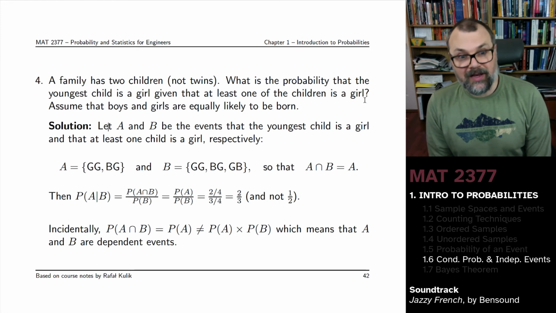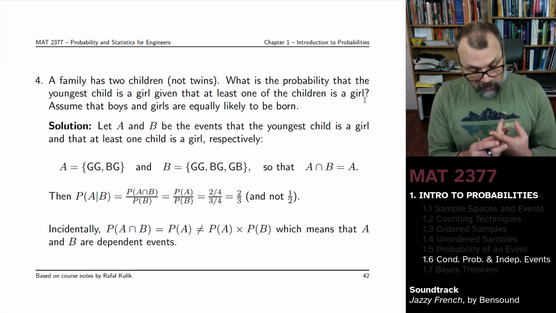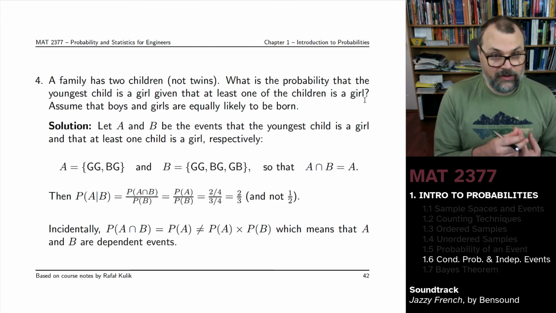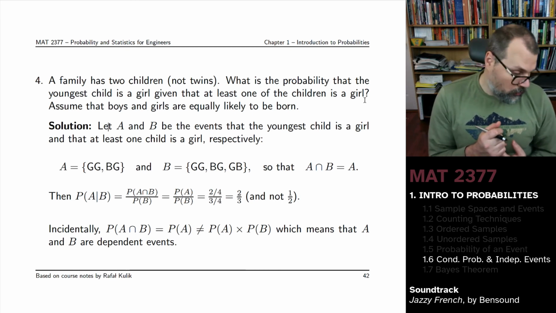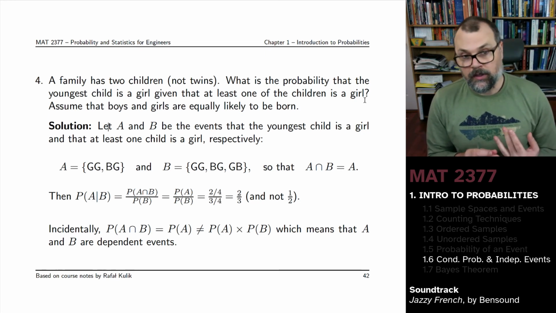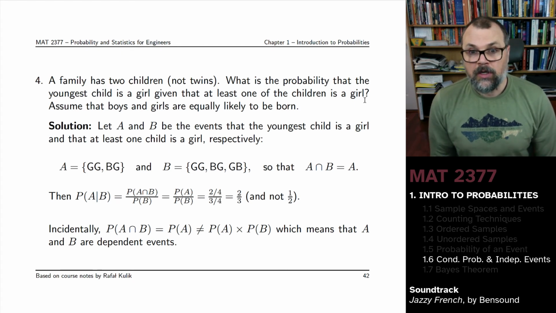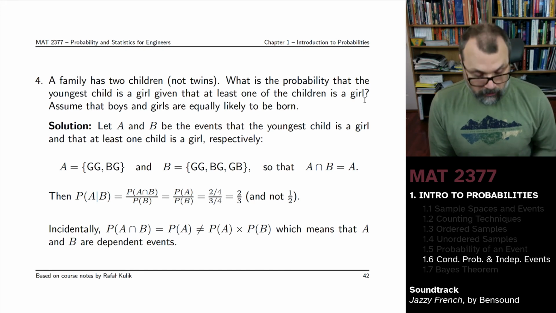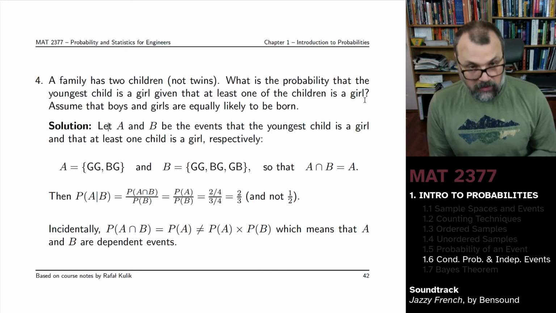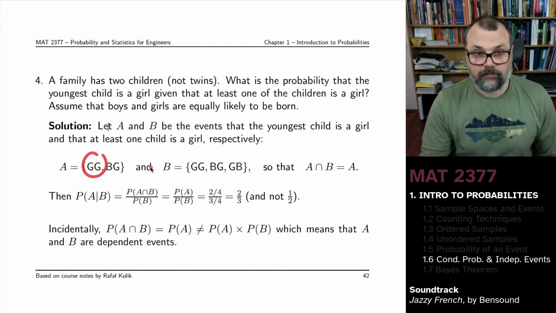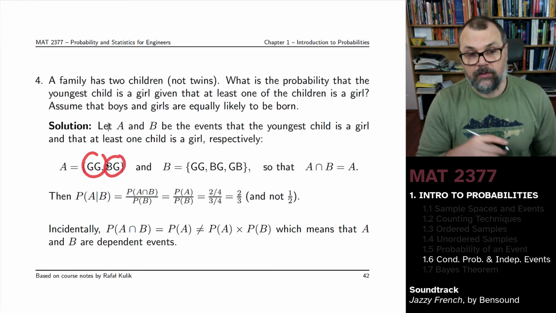Amongst the four different possibilities, you either have youngest is a girl, oldest is a girl, or youngest is a girl, oldest is a boy, or youngest is a boy, oldest is a boy, and youngest is a boy, oldest is a girl. Amongst these possibilities, there are two where the youngest child is a girl. Either you had two girls, in which case the youngest one had to be a girl, or you had a boy and a girl and the youngest one is a girl.